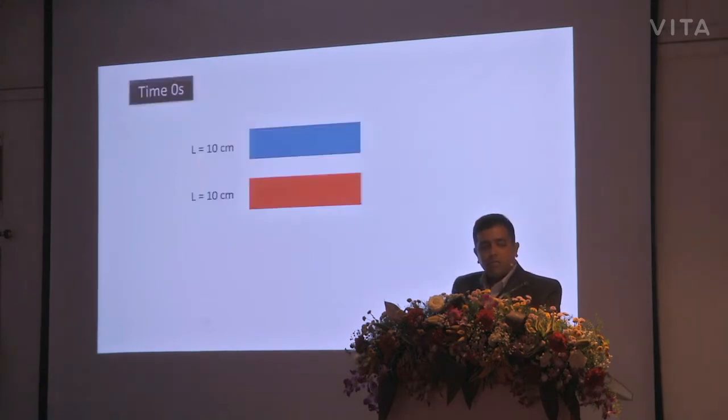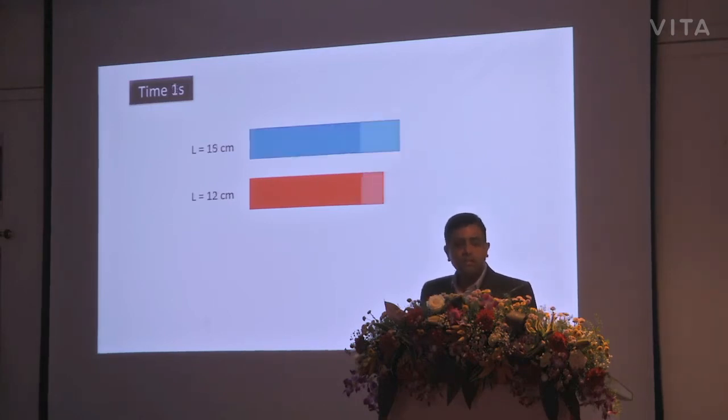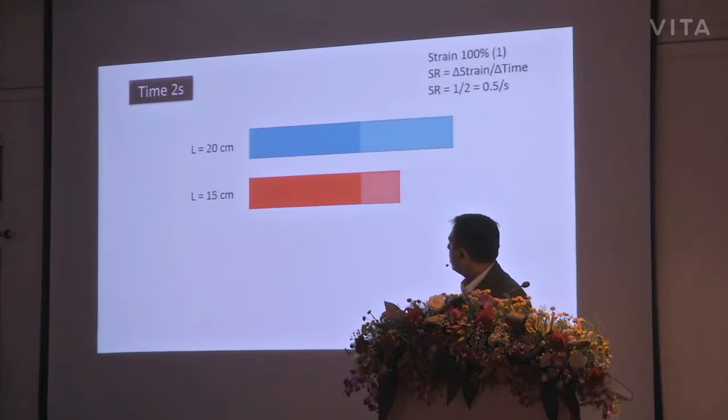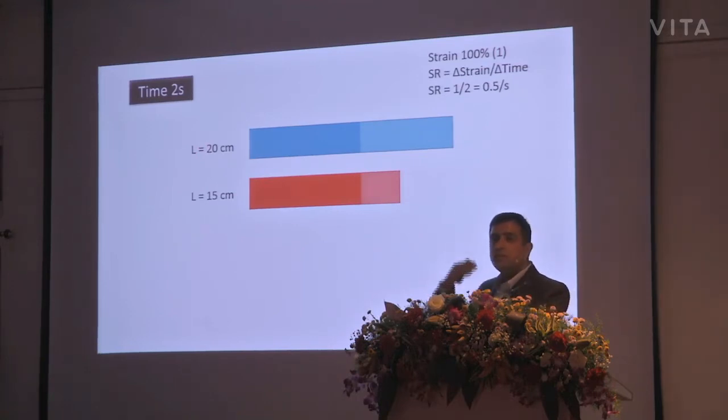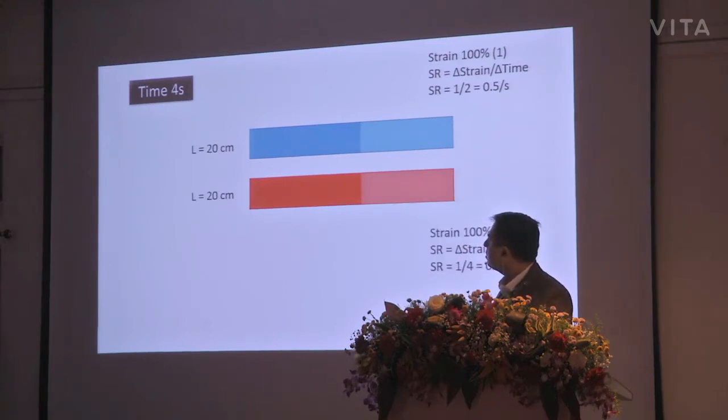Now, knowing strain is not sufficient, and I'll give you two examples. Say you have two segments and both are 10 centimeters at time 0, that is at rest. At 1 second, the one in blue is elongating more than the one in red, and at 2 seconds, the one in blue is already 20 centimeters compared to the initial 10. So you have a plus 100% strain on that, versus the red one, which took 4 seconds to elongate to the same 20 centimeters.